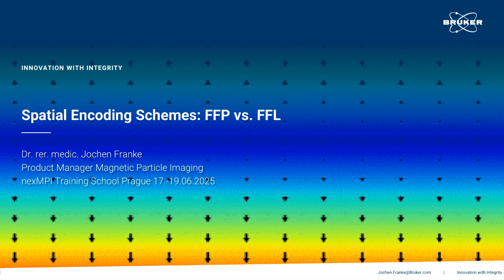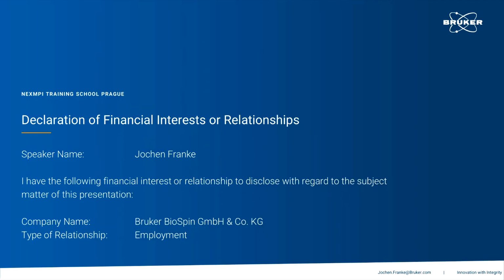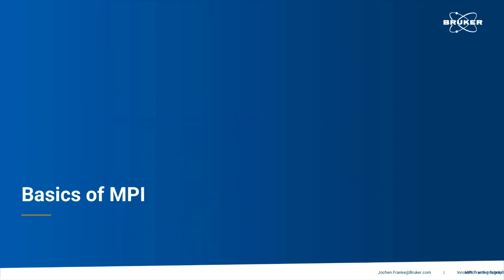And today I have two talks. The first talk, which will be given right now, is about spatial encoding schemes and especially the difference between field-free point, FFP, versus FFL, field-free line. I need to declare I'm an employee of Bruker. And let's get started with the basics of MPI.